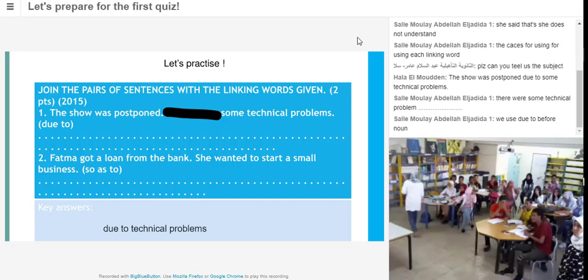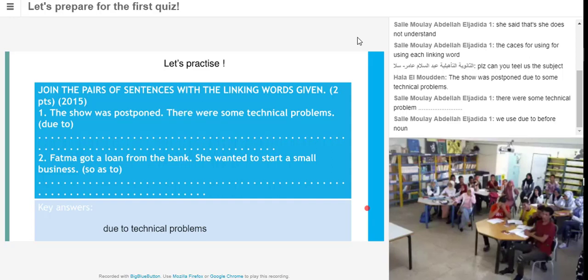That's it. We used due to before now. Exactly. This is why I just cleaned or deleted here. There were some technical problems. Okay, if you see here, you have there were. This is subject. This is verb. And this is the complement. Some technical problems. It's a noun.